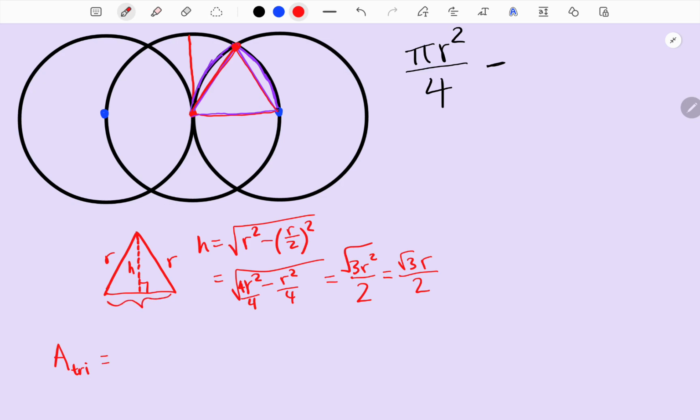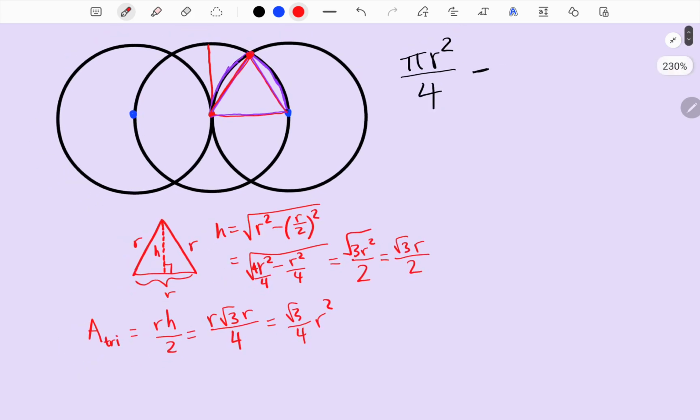Now what's the base? The whole entire base is r, right? So base times height divided by 2, which equals r times, well, what's my height? My height was square root of 3 r over 2, but then over 2 again, so that's divided by 4, which is the same thing as root 3 divided by 4 r squared. Okay, so that's what we have.